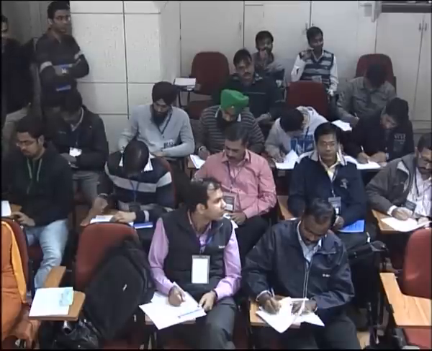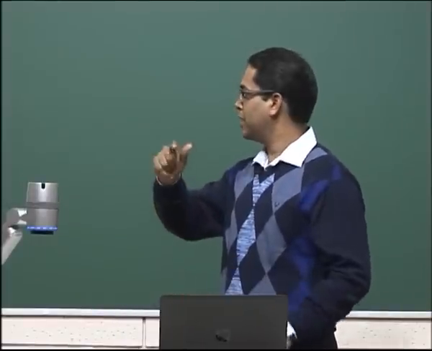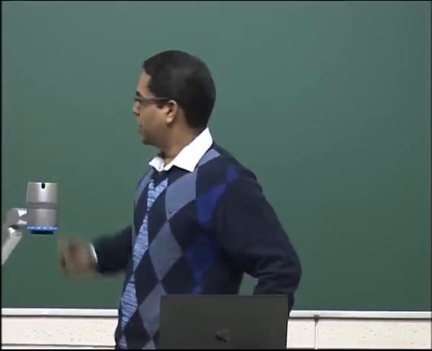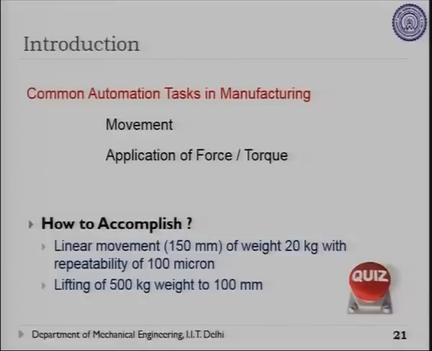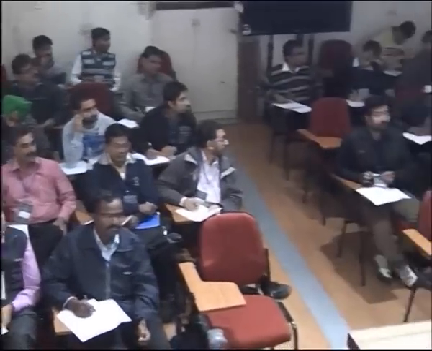First task, how can you do that? Just one option, movement of 150 mm of 20 kg weight. What exactly will you use? We'll place two physical limit switches at the two ends to sense the position. But I am saying 100 micron repeatability. Can you get that with a limit switch? We'll come to that later. Any other option?